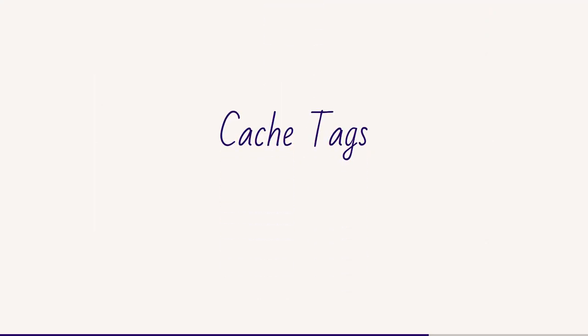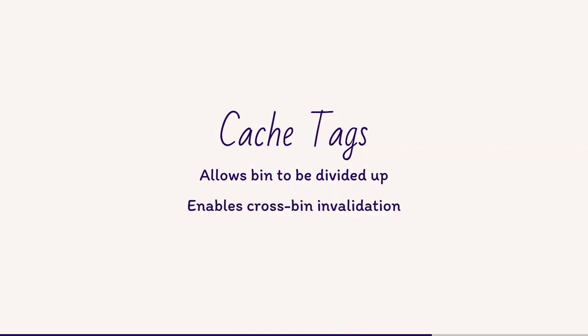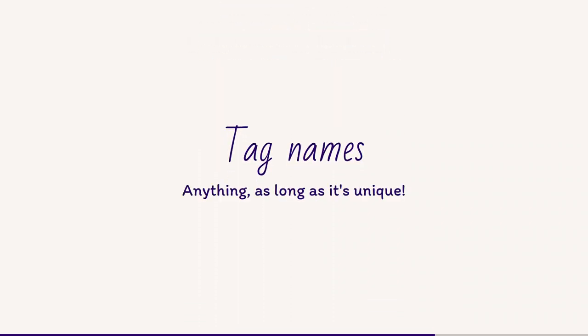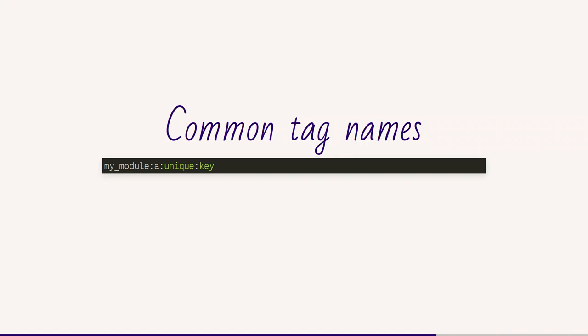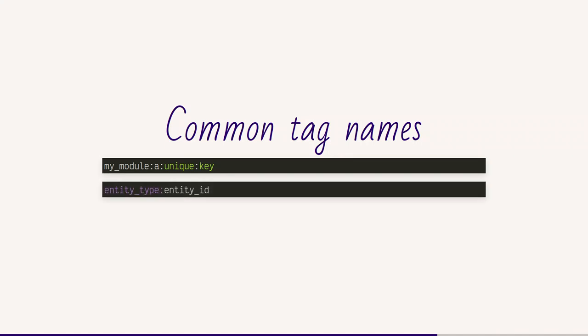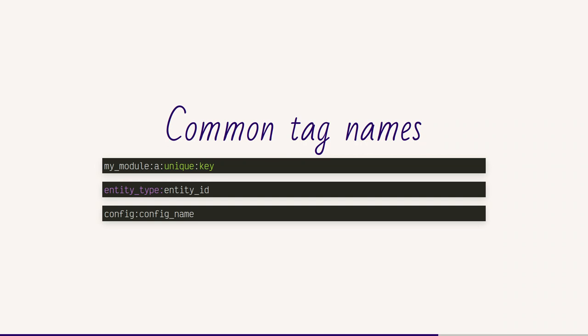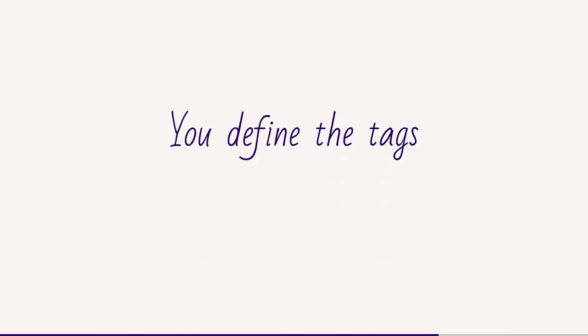But TTLs are only one mechanism that you can use to invalidate caches. There are also cache tags, and cache tags really confuse the heck out of a lot of people. They allow a particular bin to be divided up by assigning particular tags to cache entries. And you can do this within the same bin or across multiple bins. And that's an important thing to know. There are several different tag names that are available. You can use anything as long as it's unique within the system, but there's a number of different common ones, including your module and then a unique key, the entity type and then an entity ID, and then Drupal core likes using the literal word config and then a configuration name to do tags for configuration caching. Typically, though, you define the tags, not the user, so don't make this configurable. Always choose it yourself for maximum uniqueness.